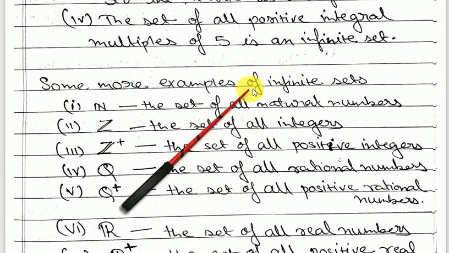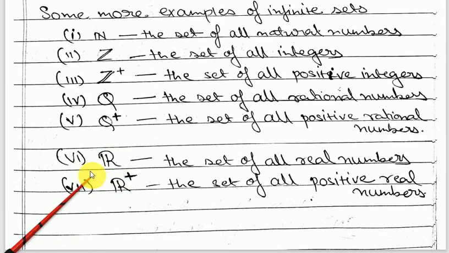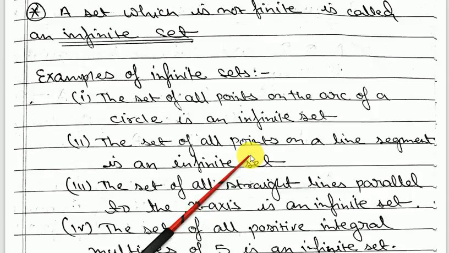Some more examples of infinite sets. The set of natural numbers is an infinite set. The set of all integers is an infinite set. The set of all positive integers is infinite. The set of all rational numbers is infinite. The set of positive rational numbers is infinite. The set of all real numbers is infinite, and the set of all positive real numbers is infinite. So this is all for today's lecture.